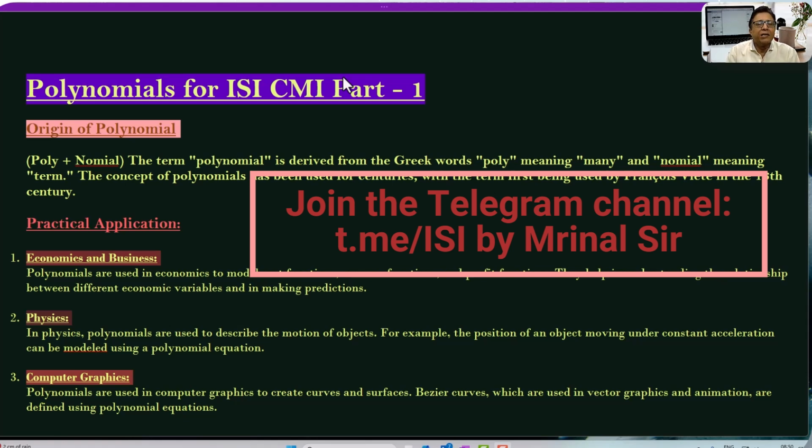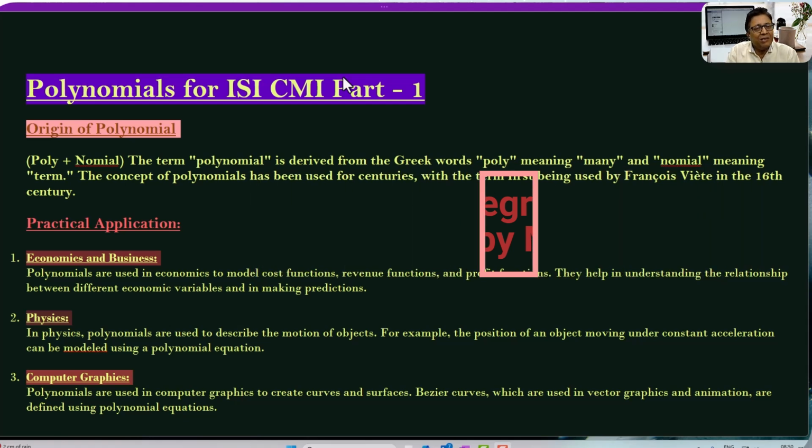Every year, I have seen questions in the CMI descriptive paper asking from polynomial. And for ISI exams, polynomial is an integral part. Otherwise, a question will be there in the descriptive part, or if you don't find it there, it is in the MCQ part. So studying polynomial is a very important topic for you.